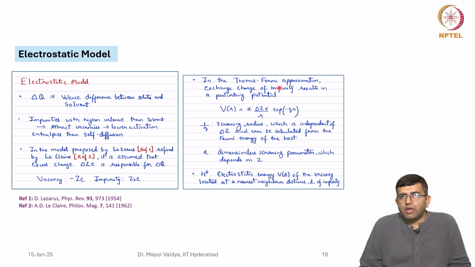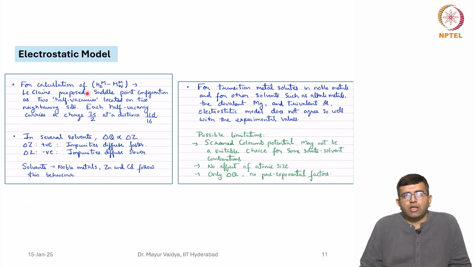In the Thomas-Fermi approximation, the exchange charge of the impurity results in a perturbing potential given by alpha into delta Z into E by R exponential minus QR, where 1 by Q is known as the screening radius, which is independent of delta Z and can be calculated from the Fermi energy of the host. And alpha is a dimensionless screening parameter which depends upon Z. Now Hb, we saw, is the electrostatic energy of the vacancy located at a nearest neighbor distance d of the impurity.